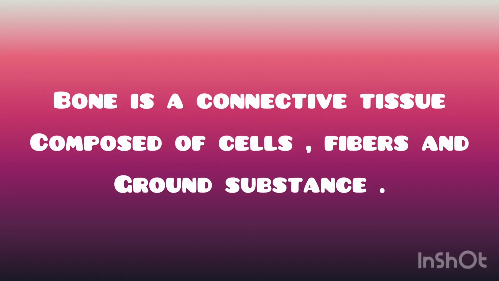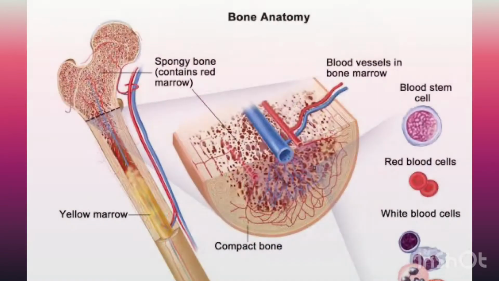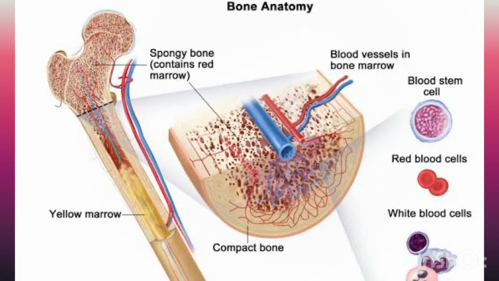Bone is nothing but a connective tissue composed of cells, fibers, and a ground substance. Typically, almost every bone consists of an outer layer of compact bone and an inner layer of cancellous bone. The compact bone typically forms the outer shell of the bone and is very hard in nature as compared to the cancellous or the spongy bone which forms the inner yellow bone marrow.